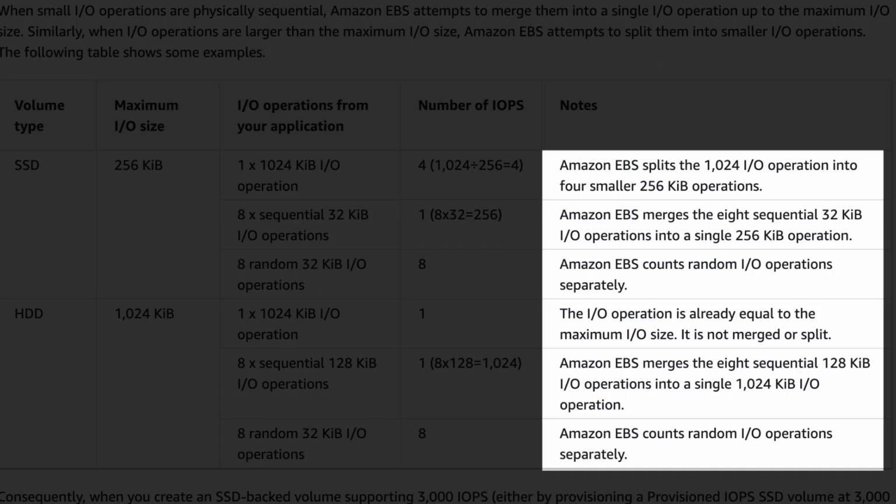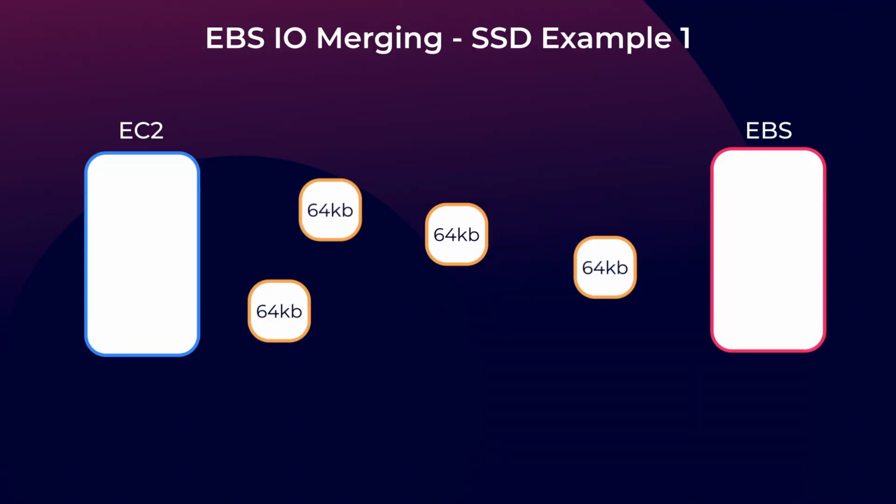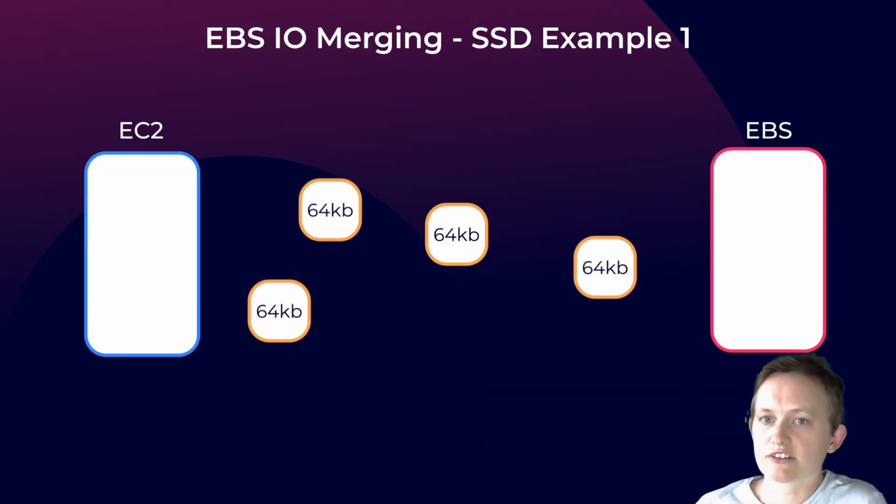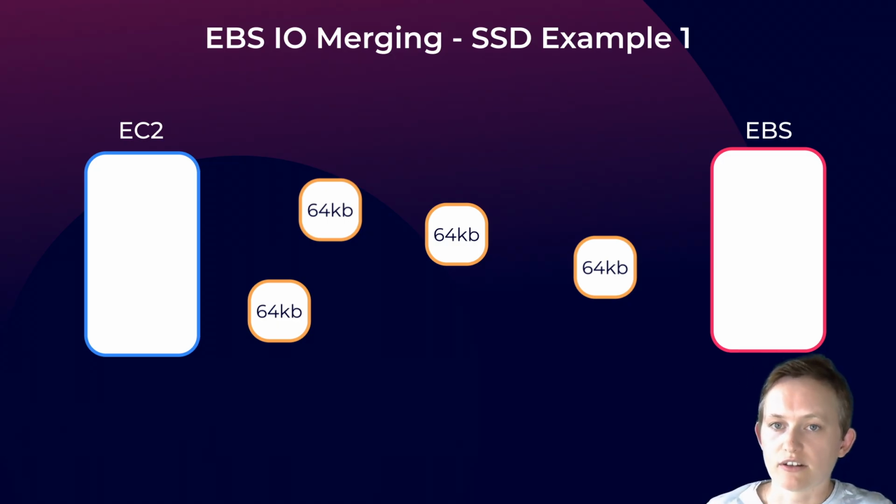They're all counted as individual operations over on the EBS side. So to explain this in more detail, let's have a look at a few examples that I've put together. So in the first example, here we have our EC2 instance, and attached to it is one of the SSD EBS volumes. So here we can see that we've got 4 I/O operations that are being sent from the application on EC2 over to EBS. And these operations are all random in nature.